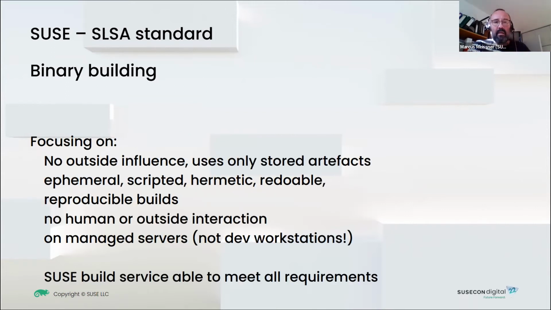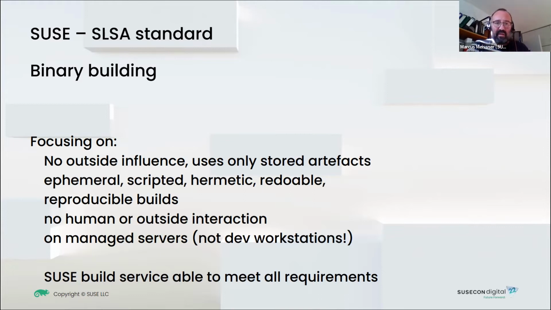The binary building, we've been working on over the years already. We have these standalone KVM workers that automatically pull their scripts, automatically set up change roots, build and discard them. We also meet things like the stored artifacts only coming from the build service itself. Ephemeral, scripted, hermetic, so there is really no network access incoming or outgoing to these workers. The builds can be redone, and it's also to some form reproducible.